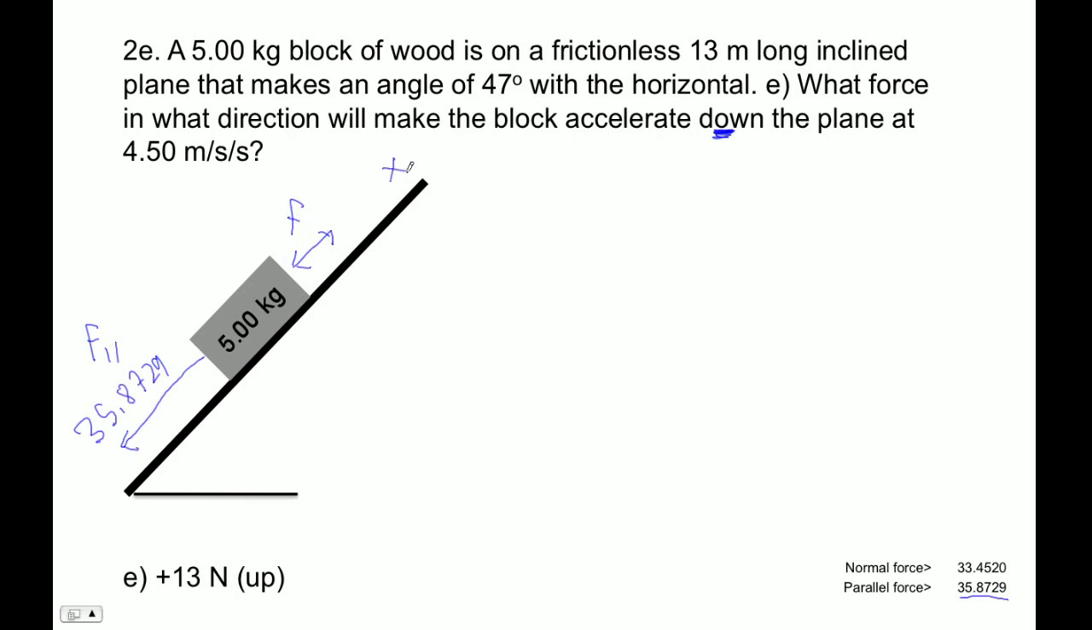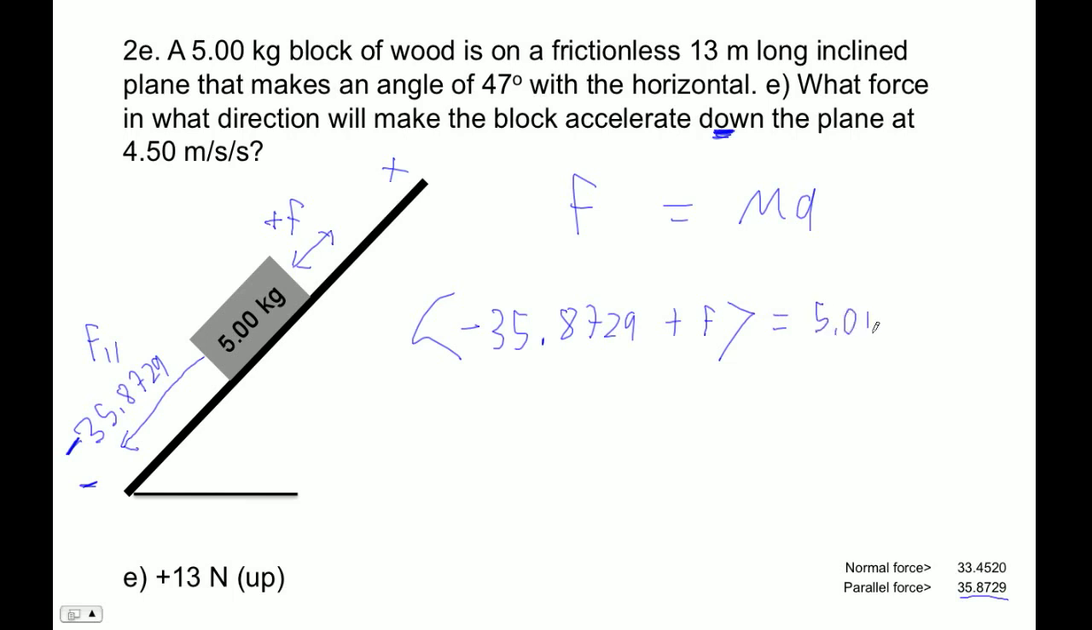And now we're set. Up the plane is positive, down the plane is negative. So the parallel force is there, it's negative. The unknown force, I always make unknown forces positive, right? And now let's just set up F equals ma. Okay, so we've got negative 35.8729 plus F equals 5, and then we make this guy negative 4.50, right? So that's down the plane.